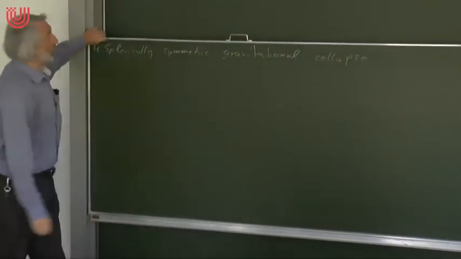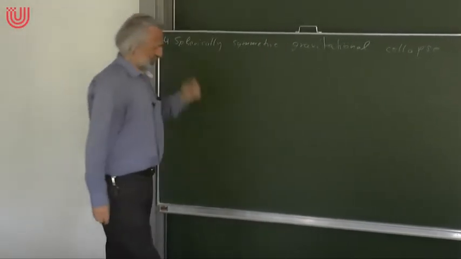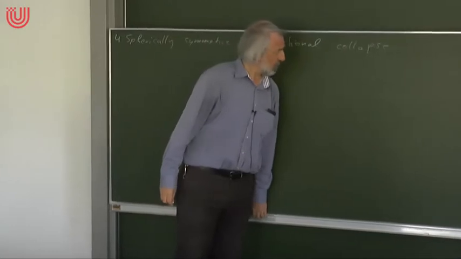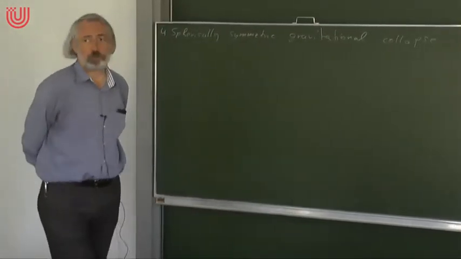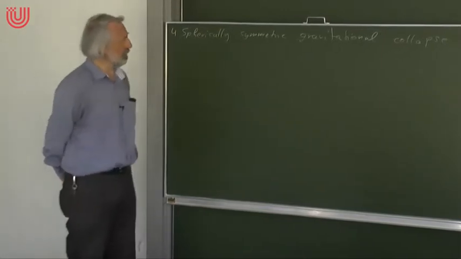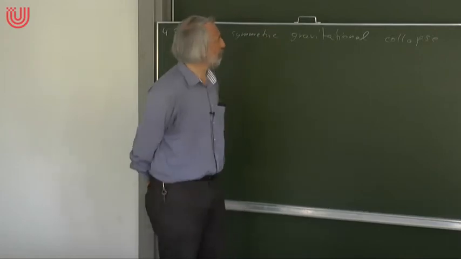And what we will do mainly, apart from some other more qualitative discussions, is that we will calculate the collapse of a ball of dust. That's what Oppenheimer and Snyder did in their famous 1939 paper, and which can be found in many books.